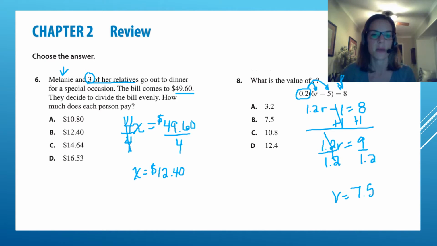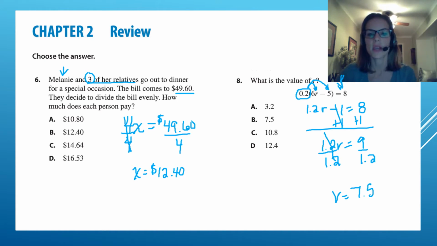So here is my equation. I am multiplying by 4, so in order to get x all by itself, I want to divide by 4 and say that x is going to equal, in my handy dandy calculator, $12.40.